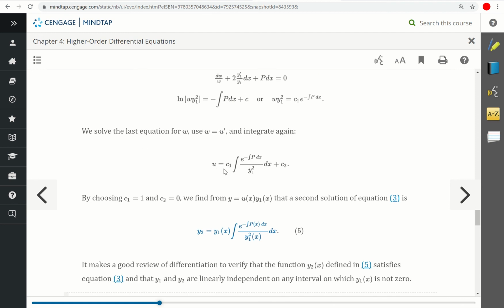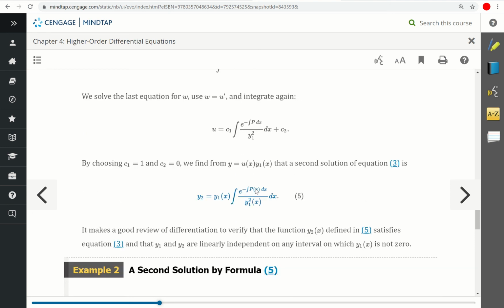Our u is going to be equal to some constant of integration times the integral of e to the negative integral of p dx divided by y1 squared dx. That whole part's all in the integral, plus some constant of integration c2. In order to simplify this and make things as easy as possible and not have to fuss with coefficients, if we let c1 be equal to 1 and c2 be equal to 0, then we get that this would be our term for u, and then our second linearly independent solution would be y equals u times y1.